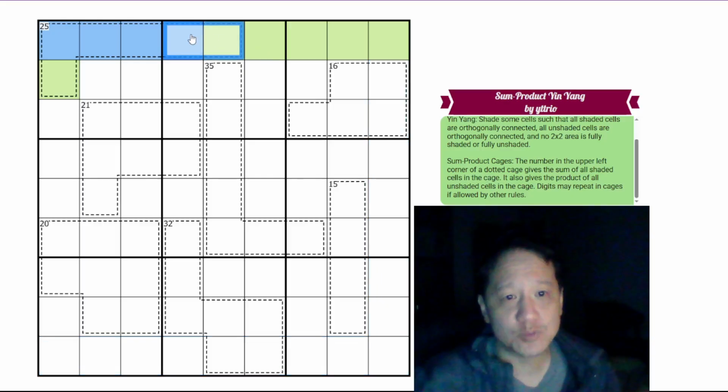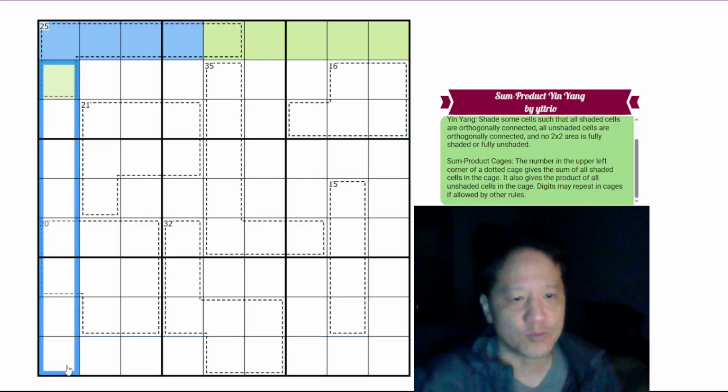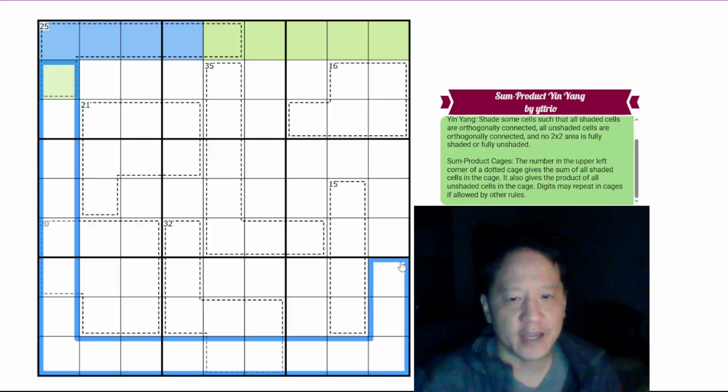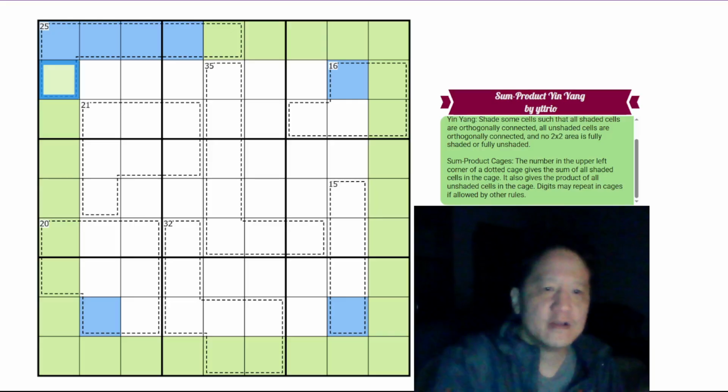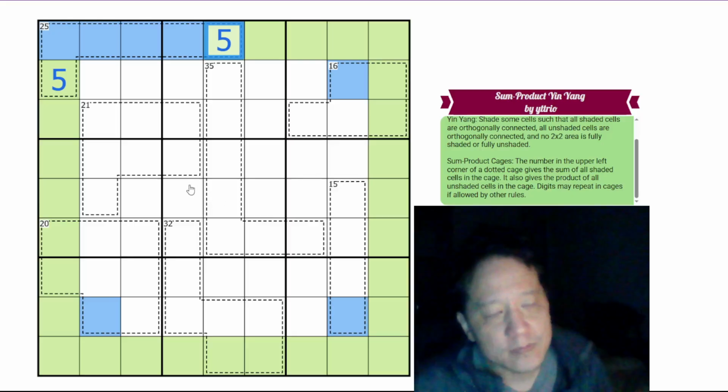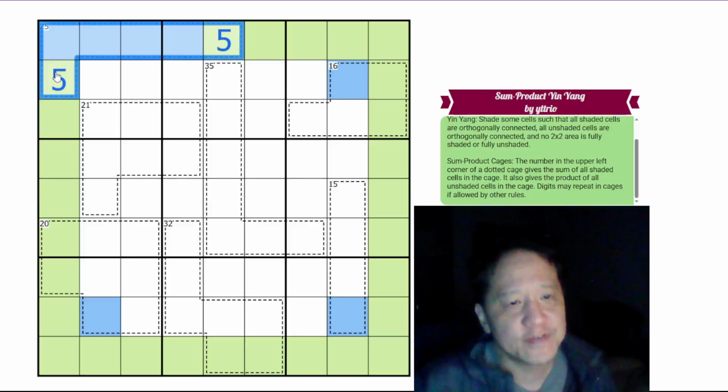So since this switches here and this switches here, that means the rest of the edge must be green and unshaded. This is a 2x2 area that has three unshaded, so this must be shaded, this must be shaded, this must be shaded. This is a 5, and this is a 5. So they multiply to 25.